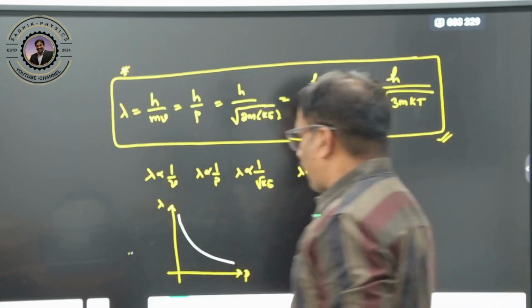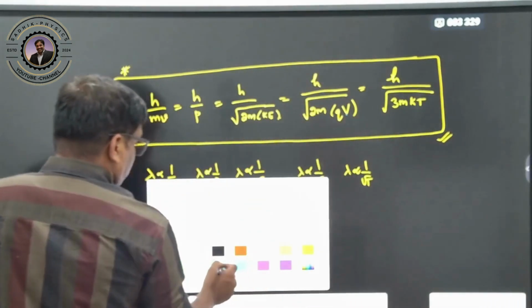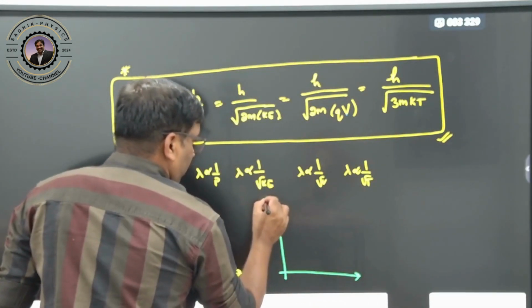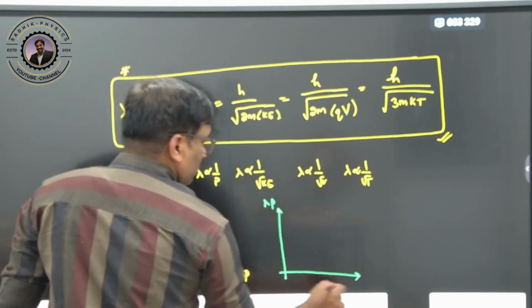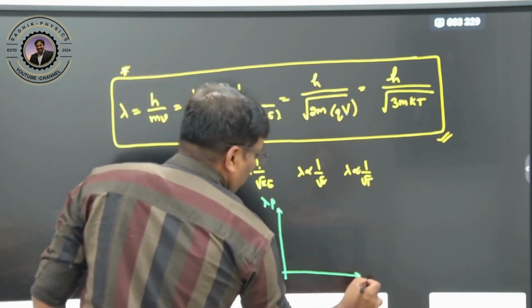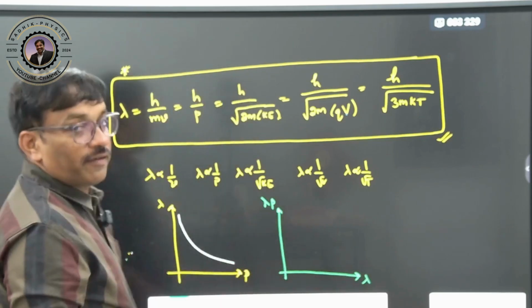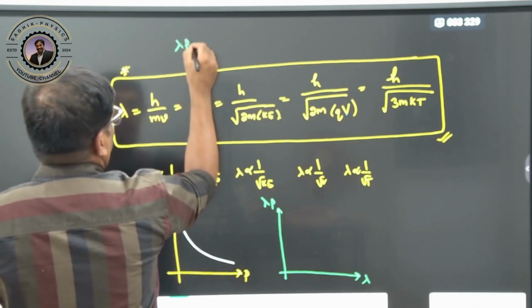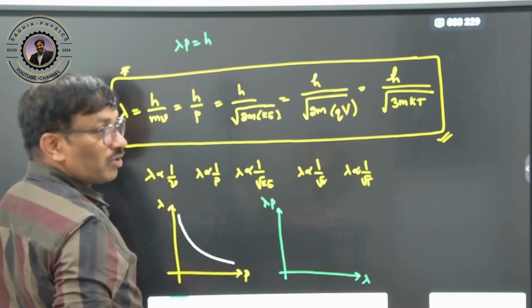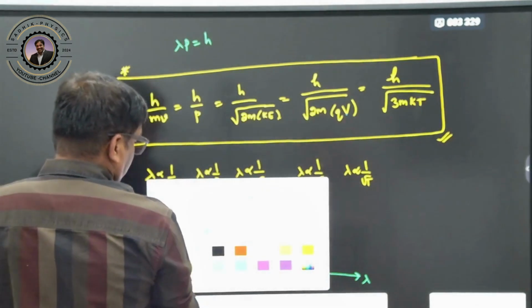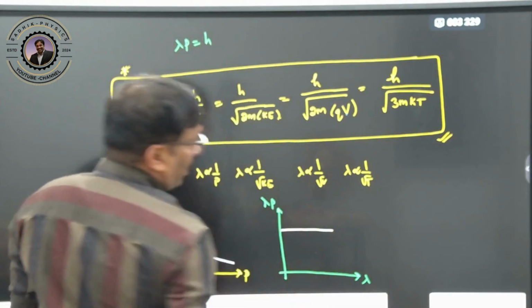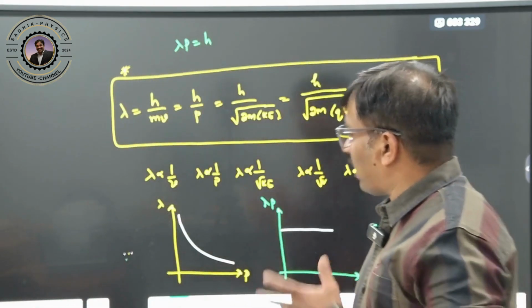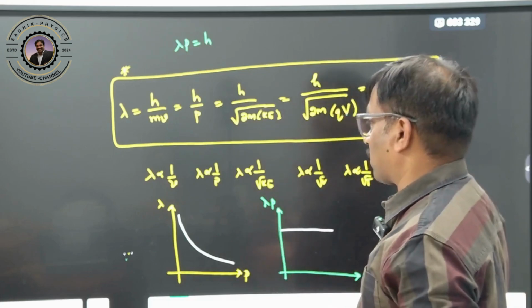Or in this graph only, they may ask you one more question like this: wavelength into P, so wavelength times P. Therefore, what will be the graph? You know that wavelength into P is nothing but H, and H is Planck's constant. Planck's constant means it is a constant, therefore the graph can be a straight line. Clear? So they can ask in so many ways on this.